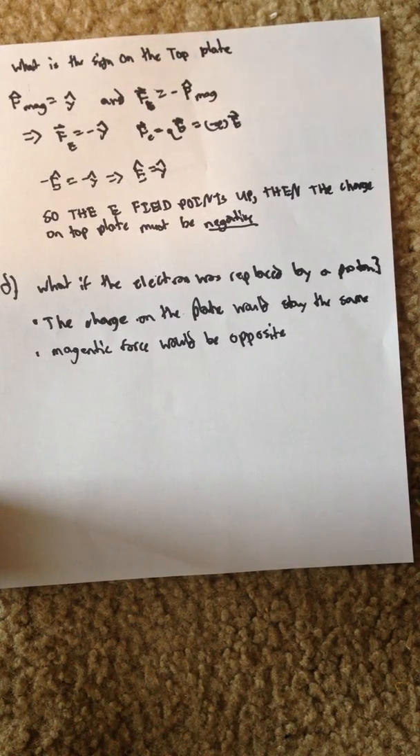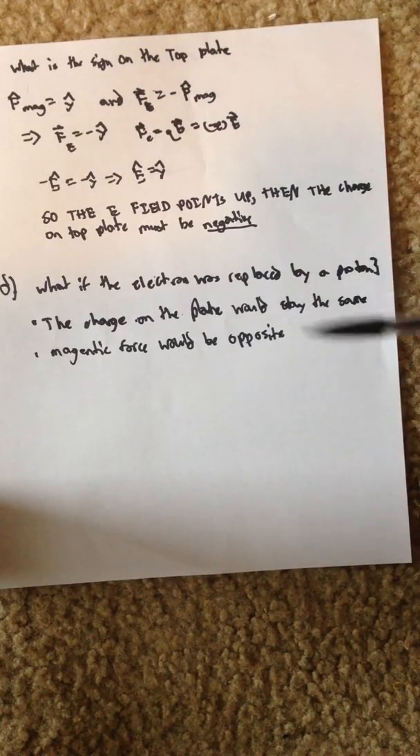It's just that the magnetic force now acts in a different direction, but because it's balanced, the electric field would still be pointing upwards. I hope this is helpful to you.